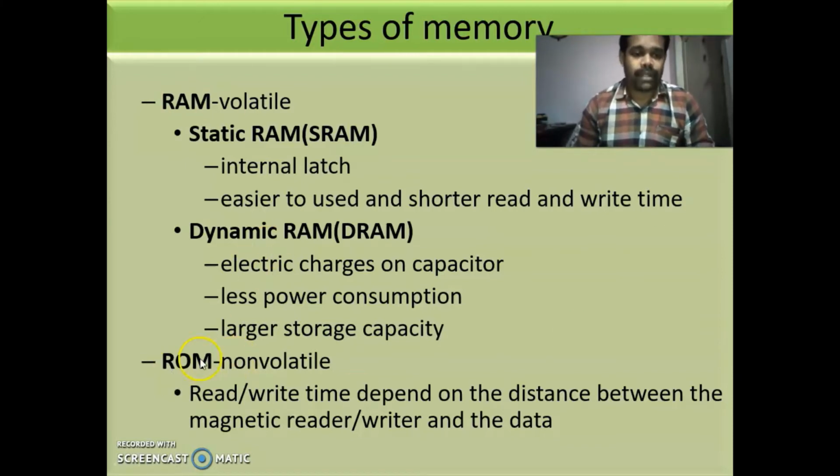Now we come to ROM. ROM is nothing but read-only memory, and RAM is called random access memory. ROM is non-volatile memory. The meaning of non-volatile is that even if a power failure occurs, the data will be stored in the ROM. Here the read write time depends on the distance between the magnetic reader writer and the data. That is ROM.